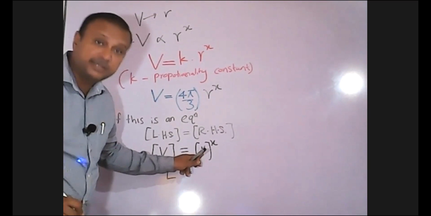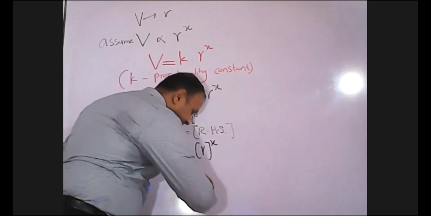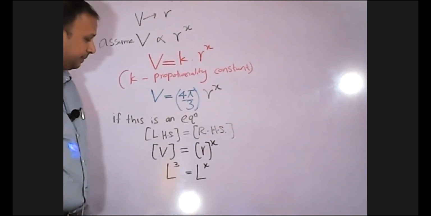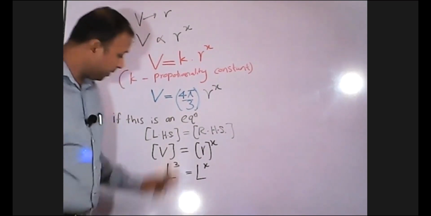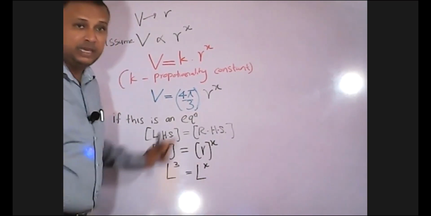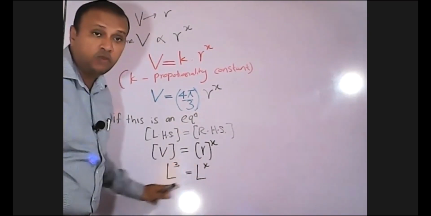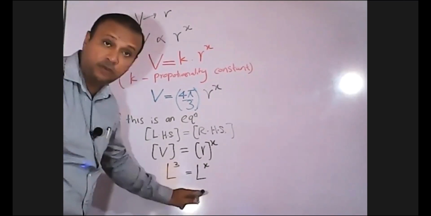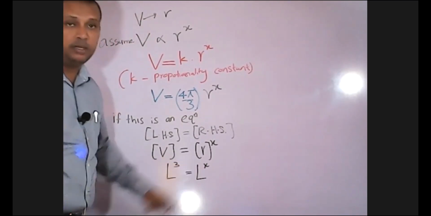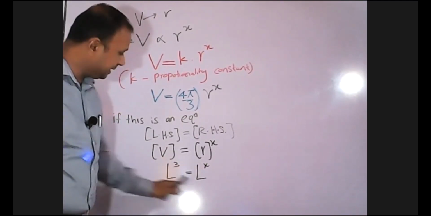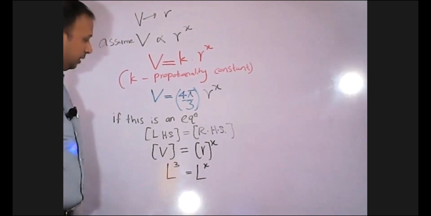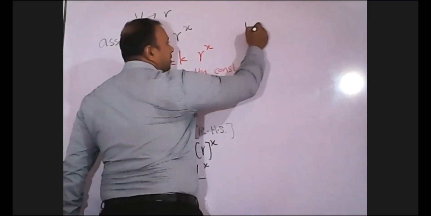R, radius is a length. So the dimension of length is L, so L to the power x. After that, you can equate the power of equal bases in the two sides, because this is an equation. Equal bases in two sides should have the same dimension. So you can equate the power of L.